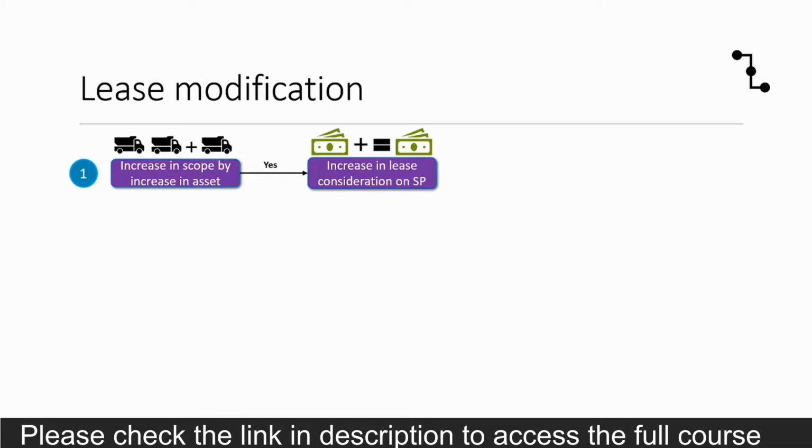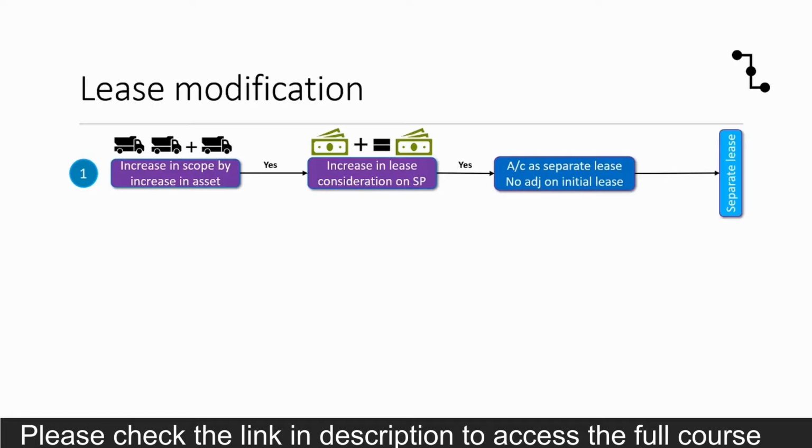Means if the standalone lease rent of 1 truck is 500, then the lease rent of this new truck should also be 500. And if this condition is satisfied, the modification will be treated as a separate lease and we need to measure the lease liability and ROU for this increase in scope, considering it as a separate lease contract.